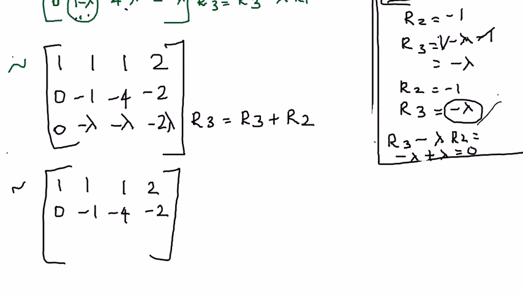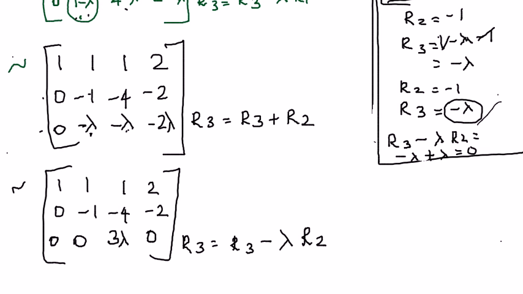Now we are going to get rid of this minus lambda here. How? We're going to say R3 is equal to R3 minus lambda times R2. So this is nothing but 0 minus 0, minus lambda plus lambda, so you get 0 here again. Here in this case it will be minus lambda plus 4 times lambda, so minus lambda plus 4 lambda, you get 3 lambda. And minus 2 lambda plus 2 lambda, you get a 0 here, right? So your row 3 becomes 0, 0, 3 lambda and 0.